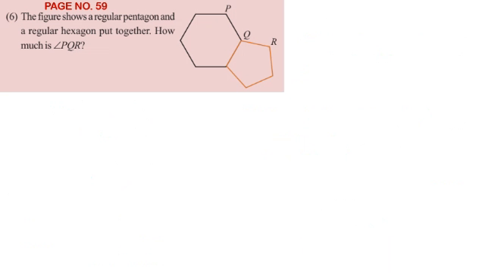Now let us do questions from page number 59. Question number 6. The figure shows a regular pentagon and a regular hexagon put together. How much is angle PQR? Children, we all know the sum of angles around a point adds up to 360 degrees, right? And we know the angles of a regular pentagon and of a regular hexagon. So, to find the angle PQR, what will we do? Yes, 360 minus the sum of these two angles.